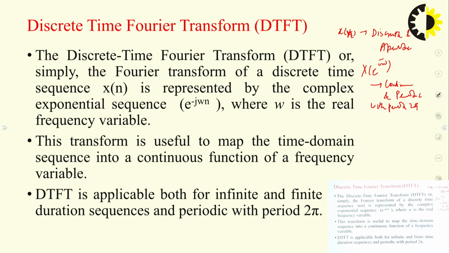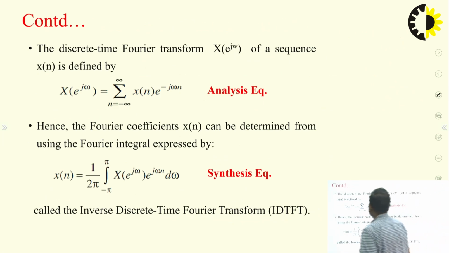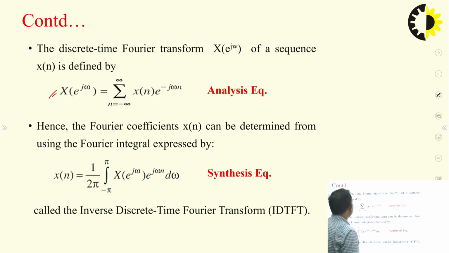An important thing is that the DTFT is applicable for both infinite and finite duration sequences and is periodic with period 2 pi. The expression X(e to the power j omega) can be written as the summation n equals minus infinity to infinity of x(n) e to the power minus j omega n, and this is the analysis equation. To find the inverse, x(n) equals 1 upon 2 pi, because it is periodic with period 2 pi, so we do not put the limits from minus infinity to infinity but from minus pi to pi, or you can also write it from 0 to 2 pi, of X(e to the power j omega) e to the power j omega n d omega.